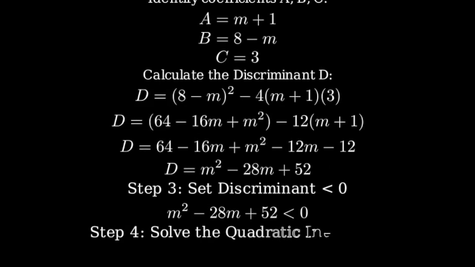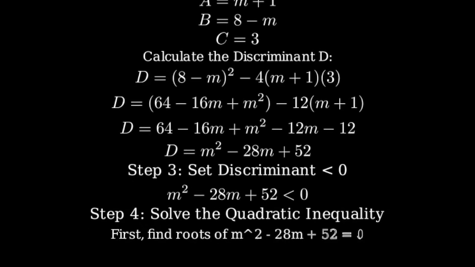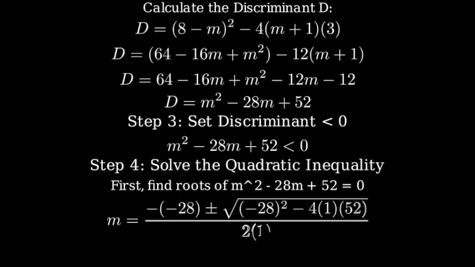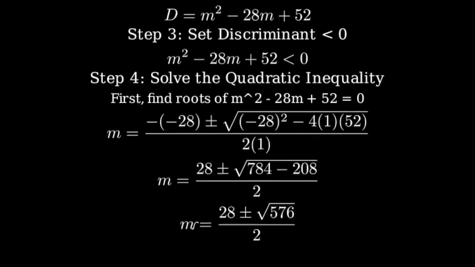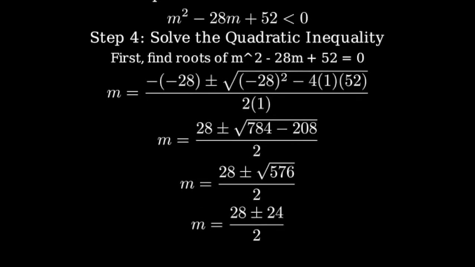To solve this quadratic inequality, we first find the roots of the corresponding equation, m squared minus 28m plus 52 equals 0. We can use the quadratic formula, m equals negative b plus or minus the square root of b squared minus 4ac, all over 2a. Here, a is 1, b is negative 28, and c is 52. Let's calculate the roots. m equals 28 plus or minus the square root of negative 28 squared, which is 784, minus 4 times 52, which is 208, all divided by 2.